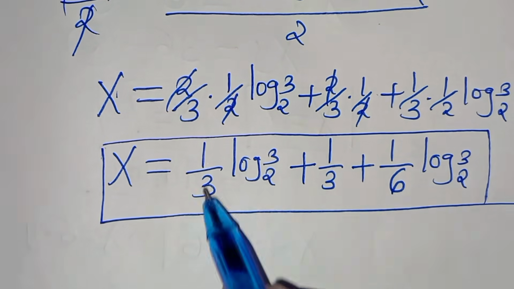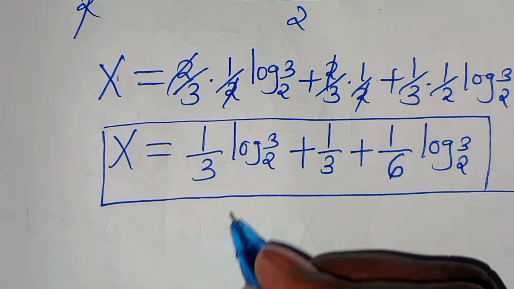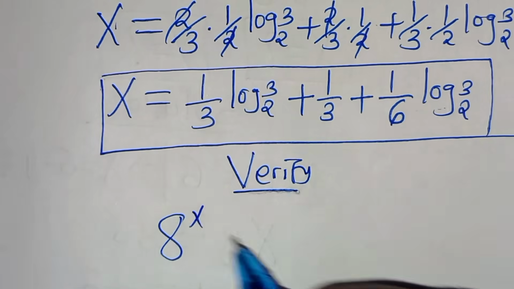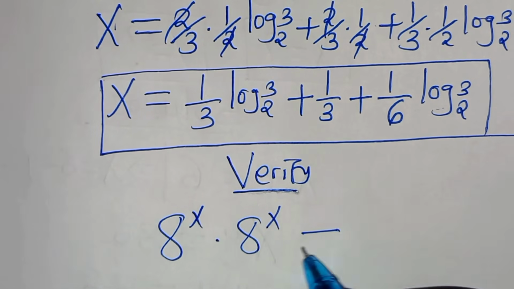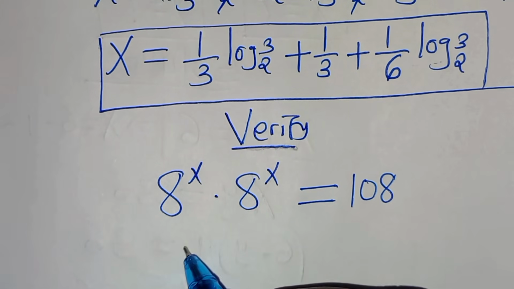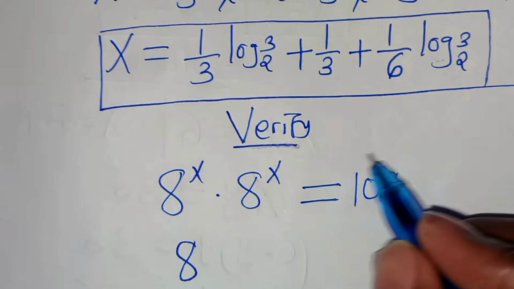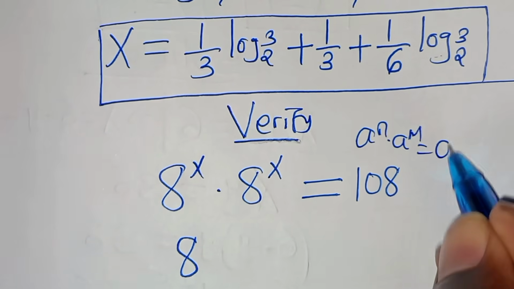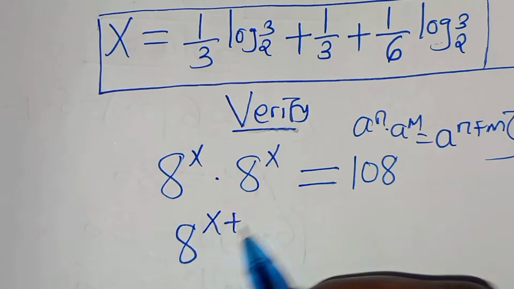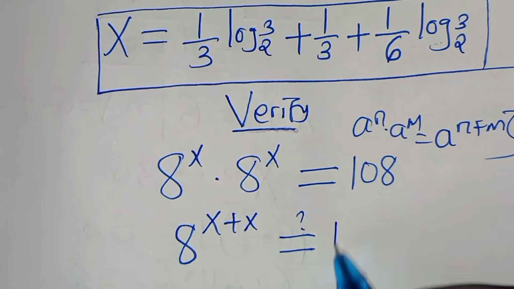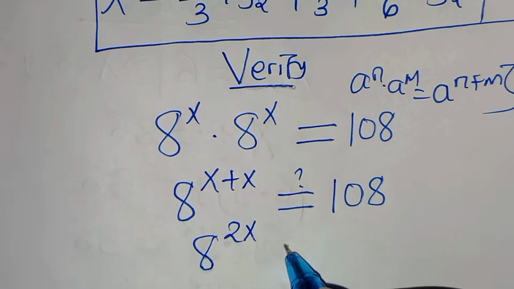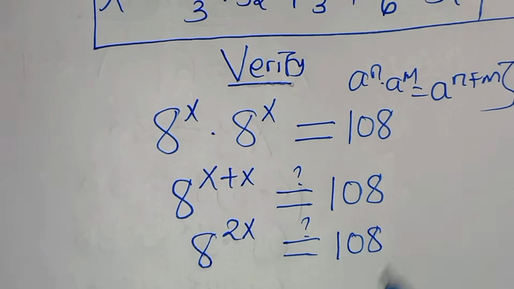Now, let's verify that this value of x here satisfies the equation. We have 8 to the power of x times 8 to the power of x. This is equal to 108. So this is in the form of 8 to the power of n times 8 to the power of m, which is the same thing as 8 to the power of n plus m. So this is 8 raised to the power of x plus x. This should give us a value of 108. So this is 8 to the power of 2x. This should give us a value of 108.